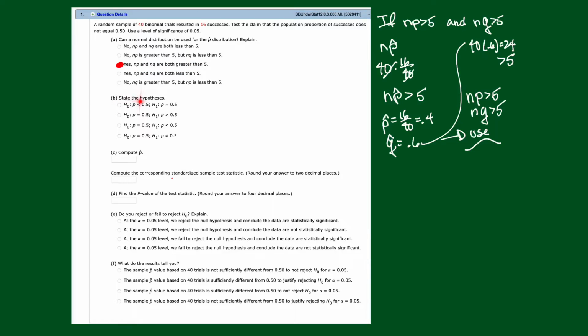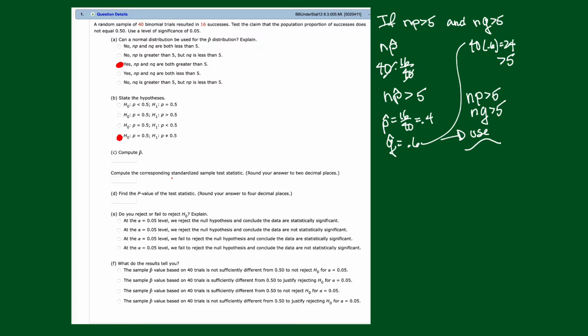Now, the next part, state the hypotheses. Well, the question says this: test the claim that the population proportion of successes does not equal 0.5. All right, so that's going to be H naught. So that's going to be what? H sub A, our alternate, is not equal to, so it's a two-tailed test. Let's run down here. Do you see any two-tailed test for the alternate? There's one right there. So this says that the alternate, or the proportion, is not equal to 0.5. The opposite would be that it is equal to 0.5. So we're going to go with that selection right there.